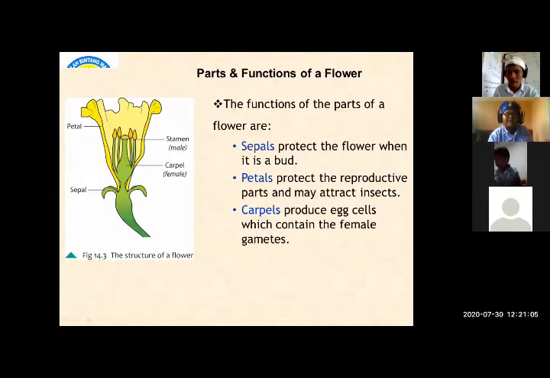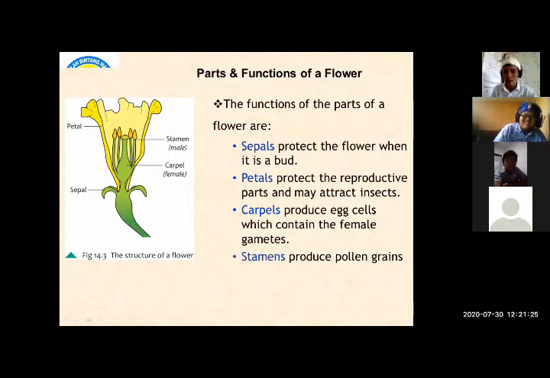Next. What are carpels? Carpels are the female part, okay? And what is that for? To produce egg cells. Untuk memproduksi sel telur, which contain the female gamete. Stamens, what about stamens? Stamens are the male part, sel jantannya. And they produce pollen grains. Remember pollen grains. Pollen grains itu nama sari-sari atau biji kecil-kecil di bunga. Later you will know. So where can we find pollen grains? The answer, stamens. Very good everybody.